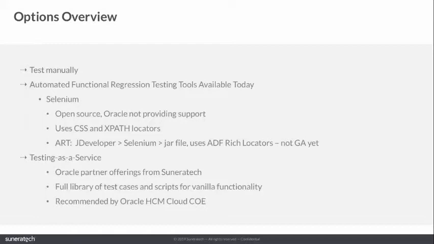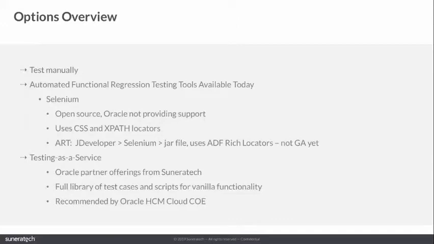Then we have this tool that some of you may have heard of coming out of Oracle. It's called ART. And imaginatively enough, it stands for Automated Regression Testing. The way ART works is we have built an Oracle proprietary jar file that allows you to run Selenium within JDeveloper. And then you use JUnit to actually execute your tests and get the reports.